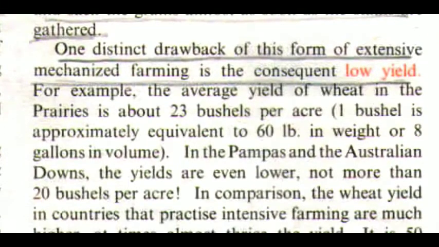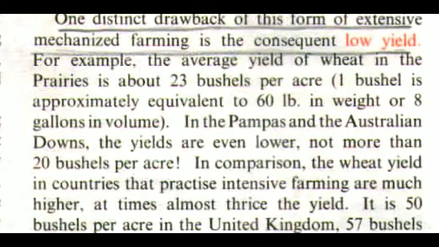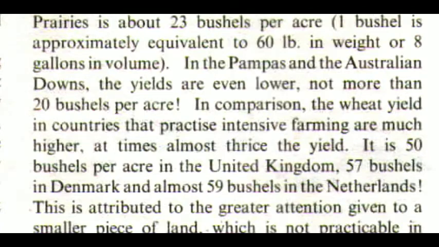One distinct drawback of this form of extensive mechanized farming is the consequent low yield. For example, the average yield of wheat in the prairies is about 23 bushels per acre. One bushel is approximately equivalent to 60 lb in weight or 8 gallons in volume. In the Pampas and the Australian Downs, the yields are even lower, not more than 20 bushels per acre.